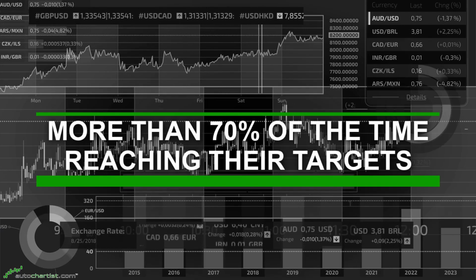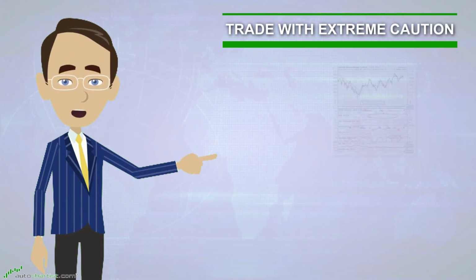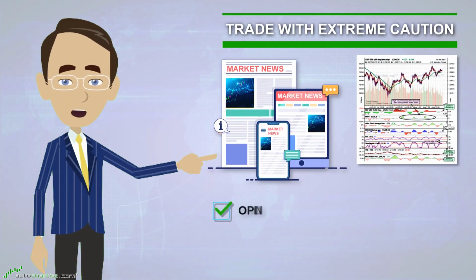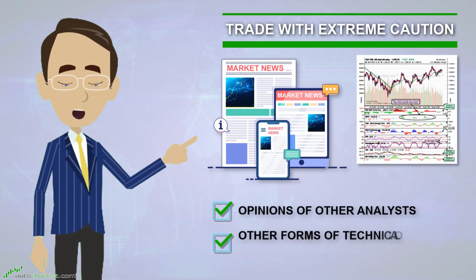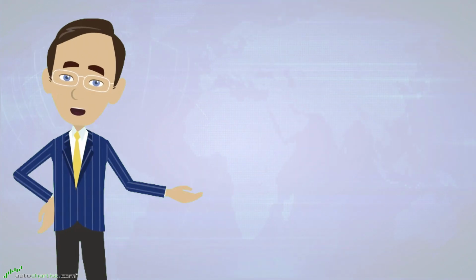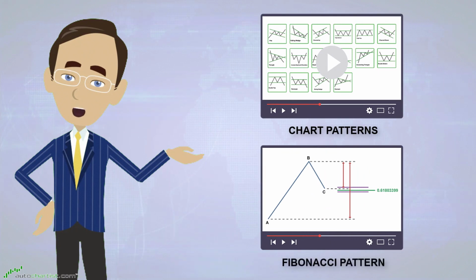Although our key levels have a very high accuracy rate, most often more than 70% of the time reaching their targets, we still advise you to trade with extreme caution and to use this type of analysis together with other research, such as news, the opinions of other analysts, and other forms of technical or fundamental analysis. For more information on other types of analysis, you can also watch the videos on chart patterns and Fibonacci patterns. You will find these in the same place you found this one.